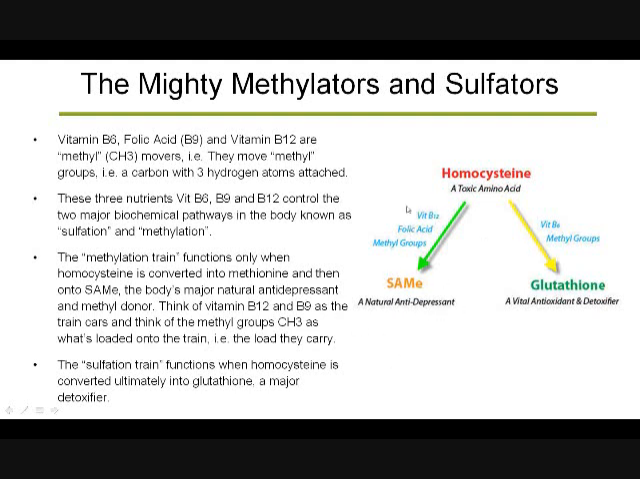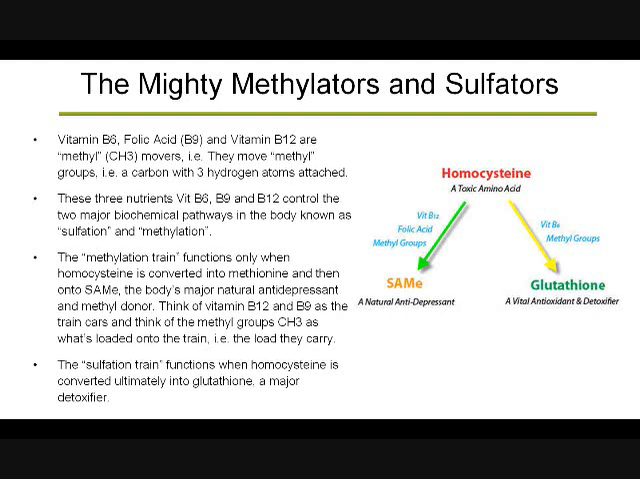These vitamins carry the methyl groups, so B12 and B9 are like the cars on the track. They carry the methyl groups. Inside that car is the methyl group, which is a carbon and 3 hydrogens, and it delivers it to methionine so that it can become SAMe, or it delivers to homocysteine so it can become methionine.